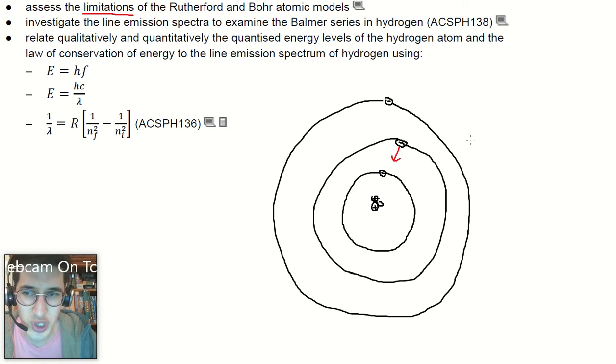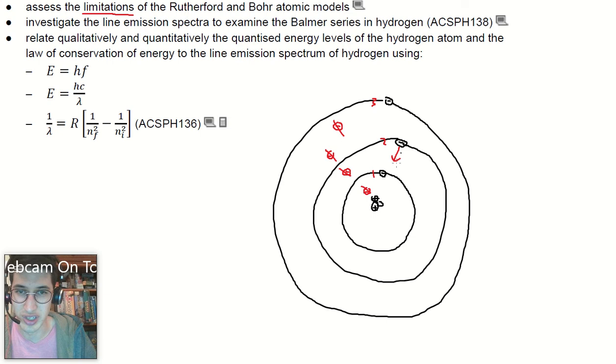Now, he also said that these shells are in very specific positions, or that they have very specific amounts of energy, and that electrons cannot exist in areas in between. So if this is the first energy level allowed, and this is the second, and this is the third, then any electrons in positions not exactly in those three shells, but somewhere in between, they cannot exist. They are not okay.